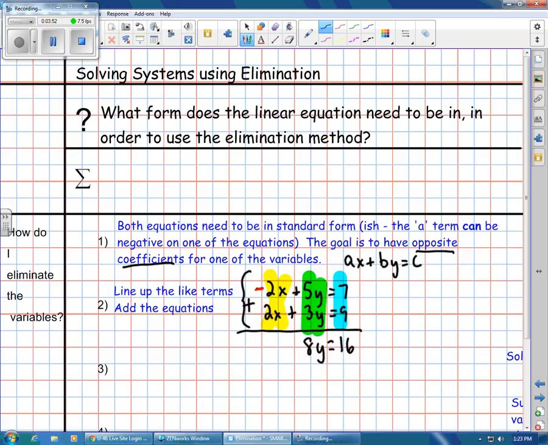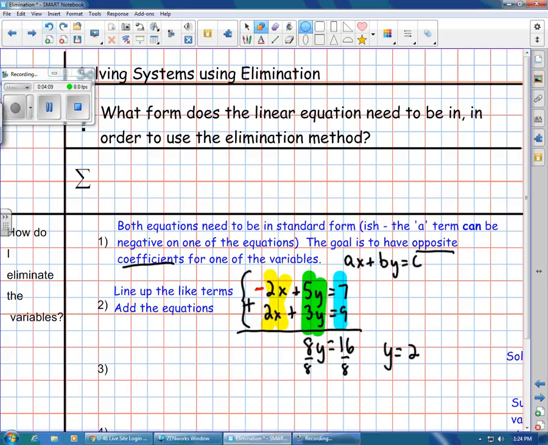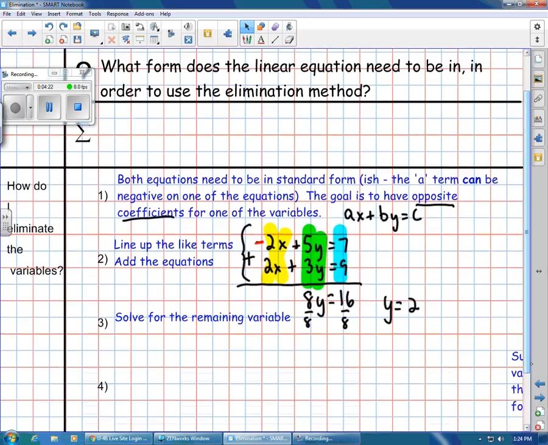Now we have an equation that all of you can solve in one step. Divide both sides by 8, and we know that y equals 2. So that's our next note, actually. I want to solve for the remaining variable. So I eliminated the x term, and the term that was left was the y variable, and now I've solved for y. I know y equals 2. So I'm halfway done solving this system of equations.